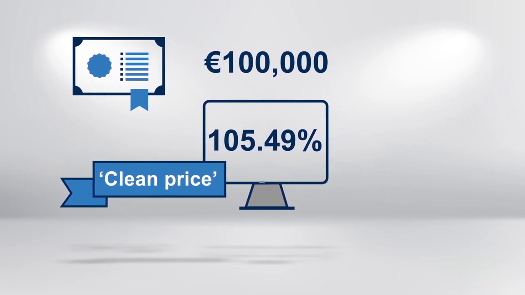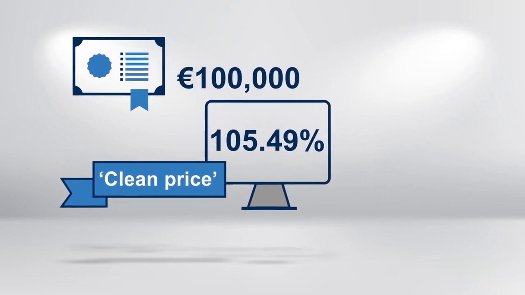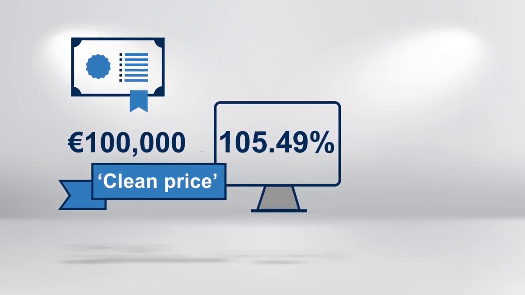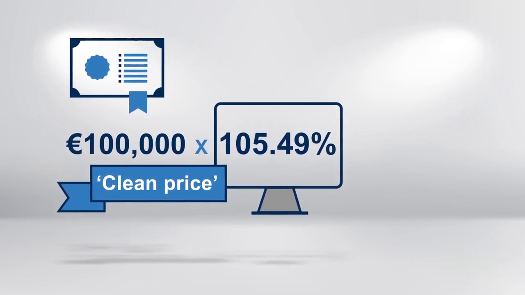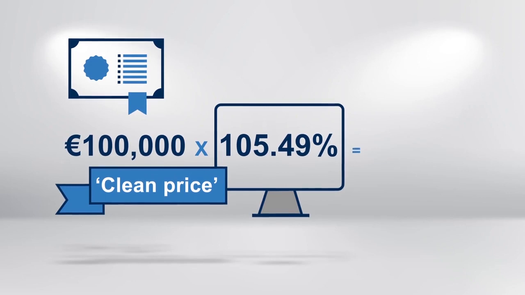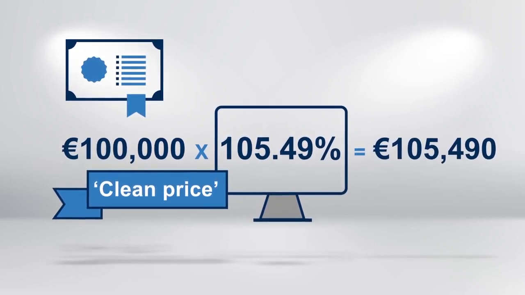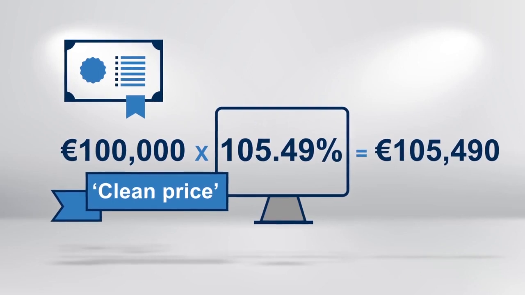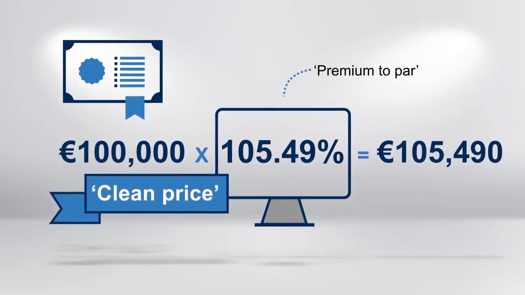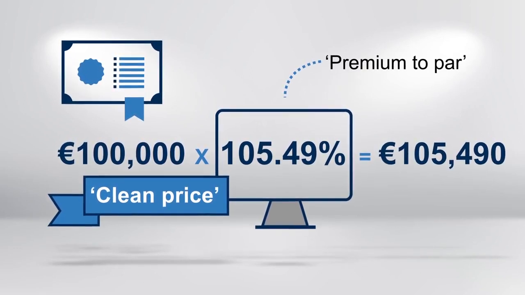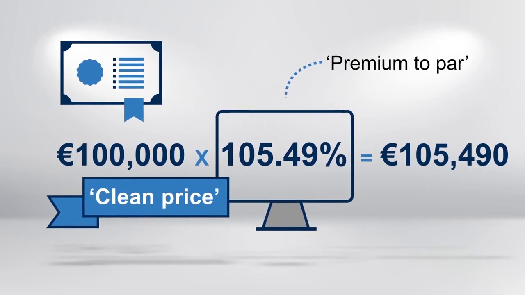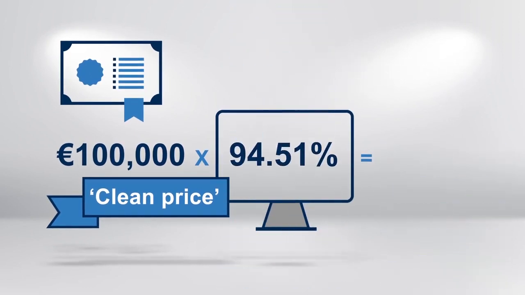So based on this clean price, how much do we pay? It would be €100,000 times 105.49%, which is €105,490. When a bond is trading above 100% of its face value, we refer to it as trading at a premium to par. Suppose the clean price has been 94.51.